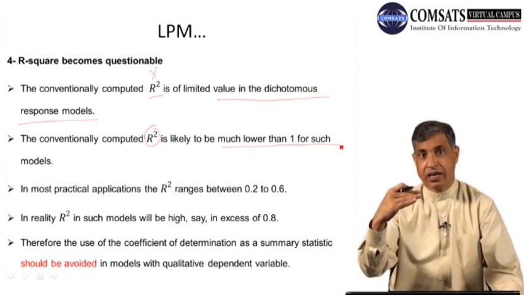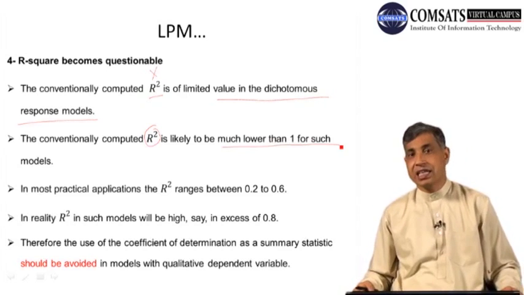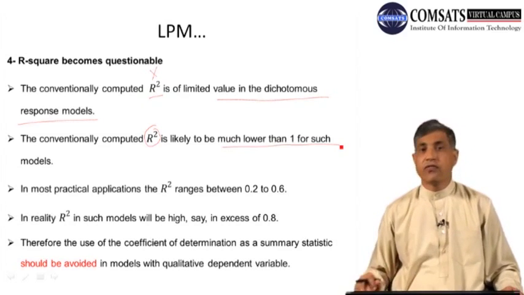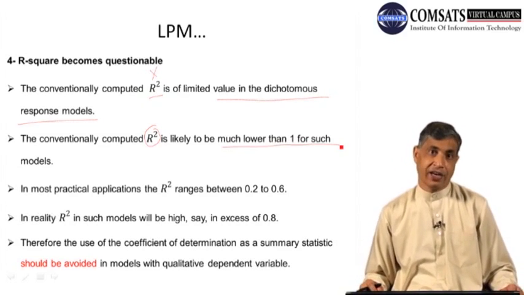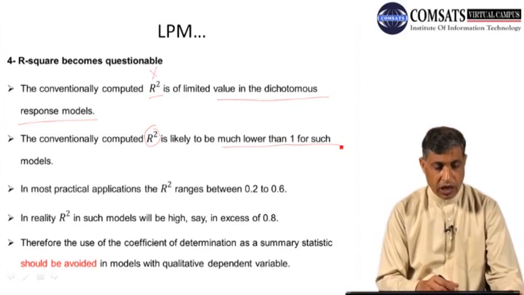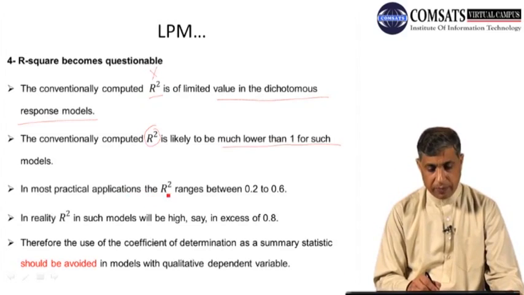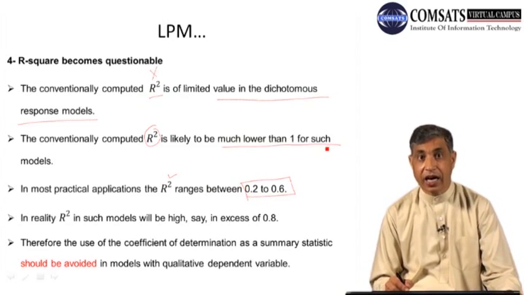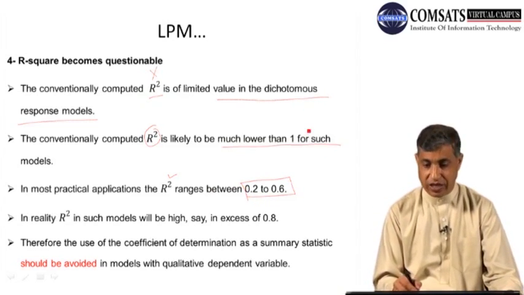The reality is higher, but R square is not telling us that it is exact reality; it is less than. What does this mean? It is deflating our information, so we have to avoid this. In most practical applications, the R square ranges between 0 and 0.6. Do not think that I am talking about the conventional R square.